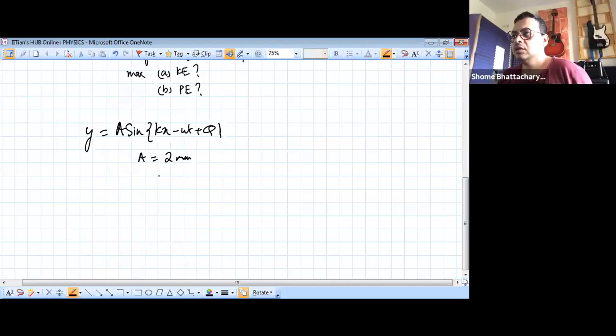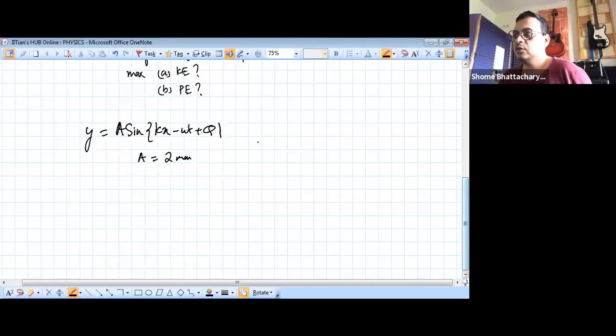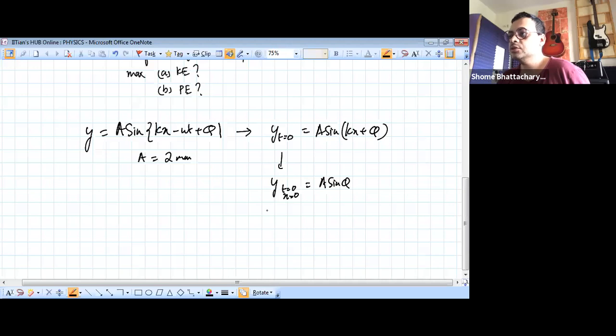Phi, 5 pi by 6, right? Yes, phi is 5 pi by 6. That is correct. So for phi, what else do I see here? That y at t equal to 0 is A sine kx plus phi. So that means y at t equal to 0, x equal to 0 is A sine phi. And also del y by del t, that is particle velocity at t equal to 0, x equal to 0, should be equal to how much? Minus A omega cos phi. That you can see from here only.